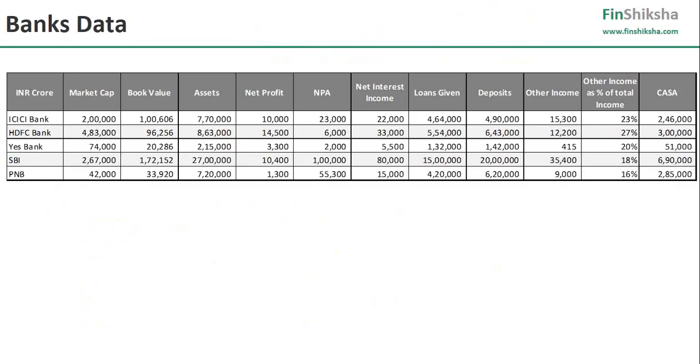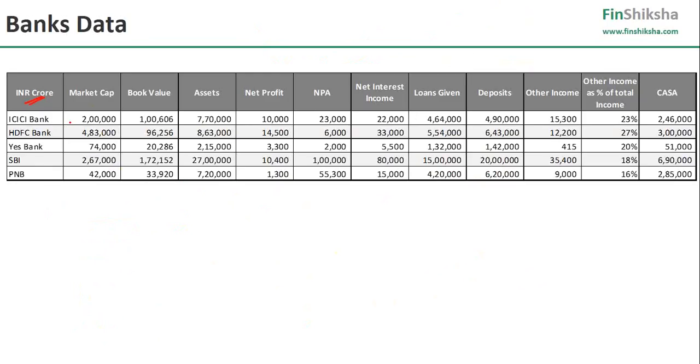Now, how do you look at price to book? This is where you start comparing various banks. We've just taken a broad list of 4 or 5 banks, 3 of them private: ICICI, HDFC, and Yes Bank, and we have SBI and PNB. There are some numbers that you will see, and you will see what is the market cap. All these numbers are in INR crore, approximate. They have been rounded down to the nearest thousand.